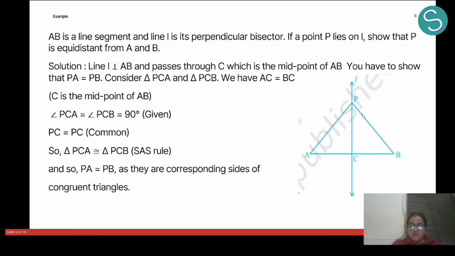Whenever we prove that two triangles are congruent, then all their other corresponding angles and sides automatically become equal to each other. So if I prove that triangle APC is congruent to triangle BPC, then by corresponding sides of congruent triangles, I can easily prove that AP equals PB by CPCT. CPCT is corresponding parts of congruent triangles.